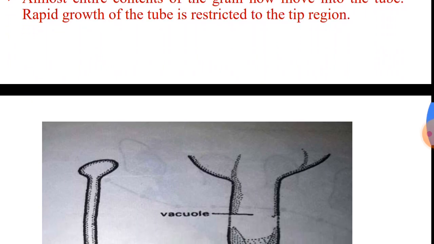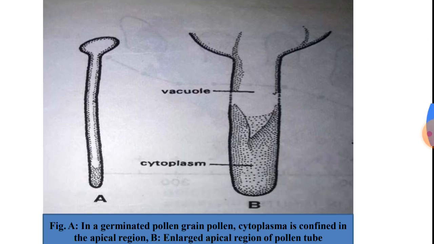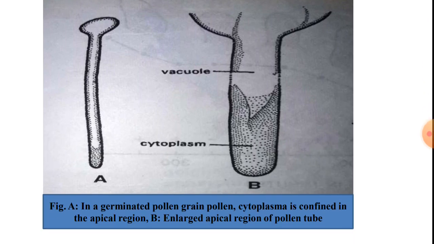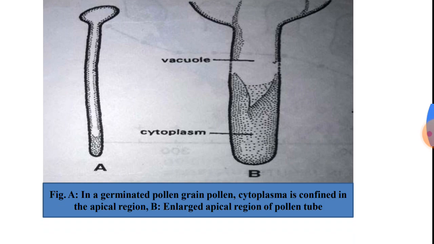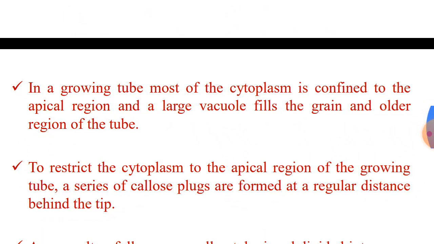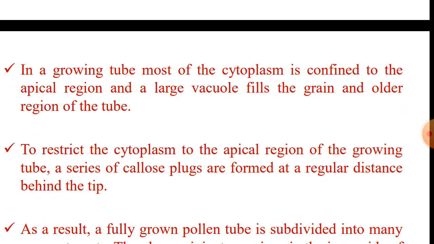Rapid growth of the tube is restricted to the tip region. This figure is showing the germinated pollen grain in which pollen tube has emerged, and the cytoplasm is confined to the apical region, and figure B is showing the enlarged apical region of the pollen tube. In a growing tube, most of the cytoplasm is confined in the apical region that we have seen in the figure.